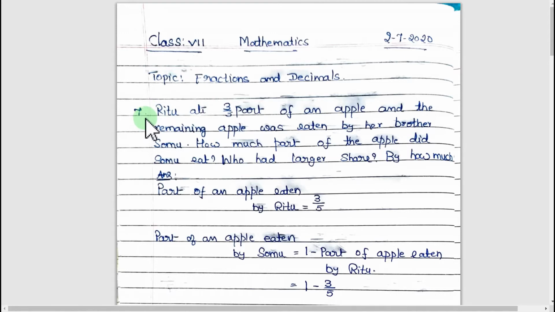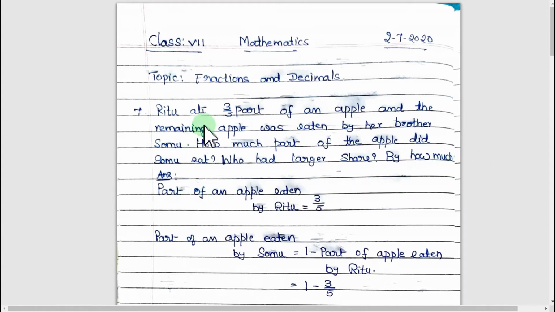Exercise sums. Till 6 we have solved in the last class. Seventh question. We will read the question. Ritu ate 3 by 5 part of an apple and the remaining apple was eaten by her brother Somu. How much part of the apple did Somu eat? Who had the larger share? By how much?